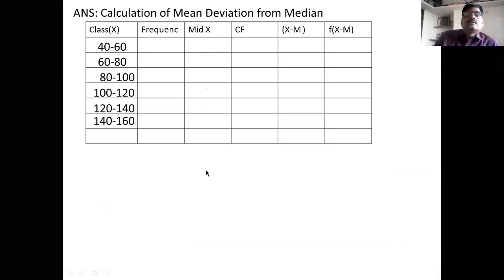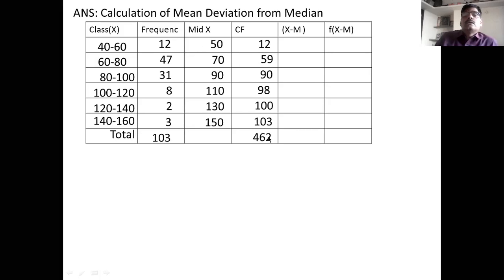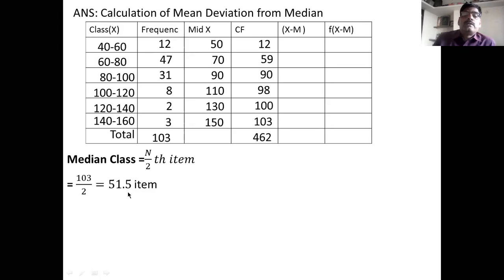The same columns. Class is here. Frequency is here. Mid-x is here. Okay. CF you calculate. Total CF is here. Then you write the median equation. For the median class you have to find the n by 2th item. N is 103, divided by 2 means the 51.5th item.